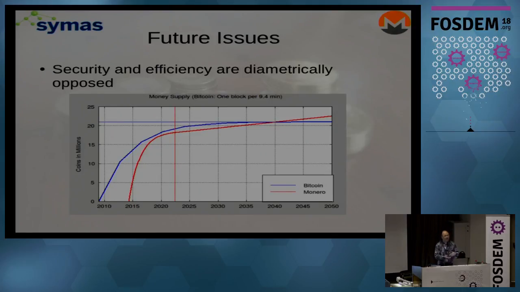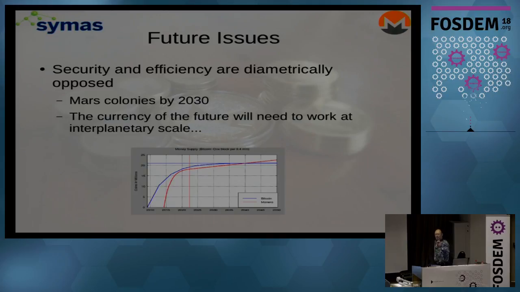When you see these charts produced by the Bitcoin project or the Monero project, they talk about being the currency of the future, and they project their usage out to, say, the year 2050, which is interesting. But there are other groups around the world saying, we're going to put a colony on Mars by the year 2030, all right? That really means the currency of the future doesn't need to only scale across global scale. It needs to be interplanetary, right? It needs to scale across vast distances, vast latencies, and none of these current designs will do that, all right?